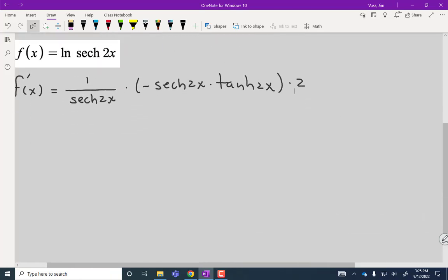Okay, so then we actually get some simplification here. That and that will cancel. So we'll end up with negative 2 tanh of 2x. Any questions? It's simple but looks a little funny. Simple but funny, yes.